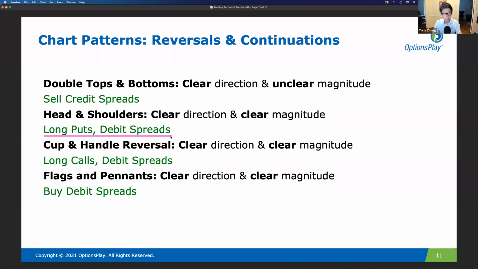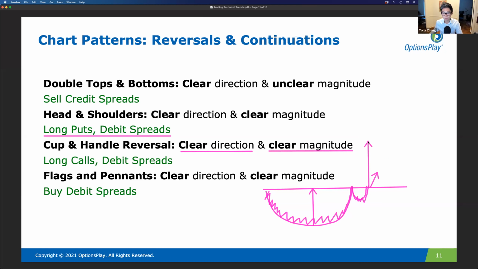And there are other reversal patterns like a cup and handle, which is a different type of reversal pattern where you have a large base, a small handle. So basically you have a stock that's kind of completed a long-term bottoming formation, tries to break out but fails, and then comes back and finally breaks out again. This is really also a strategy with a clear sense of direction and a clear sense for magnitude because you can measure the size of the cup to the breakout level, and this gives you a target price that you think the stock is going to reach to the upside. So long calls or debit spreads are suitable.